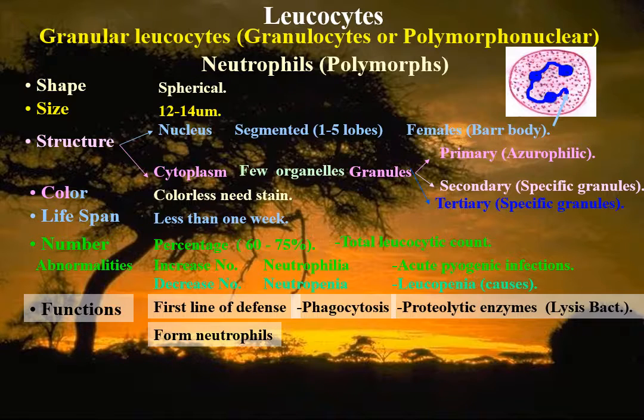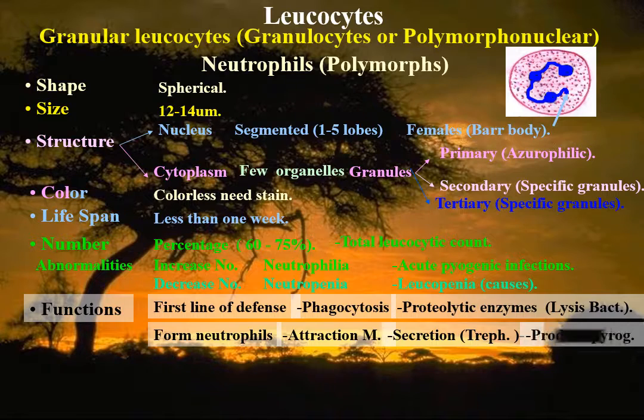Other important functions of neutrophils are stimulation of bone marrow to form new neutrophils, attraction of monocytes to the site of infection, secretion of trypsin, which helps in healing by stimulation of fibroblasts to form new connective tissue. Neutrophils also produce pyrogens, which elevate the body temperature in order to inhibit the growth of bacteria.